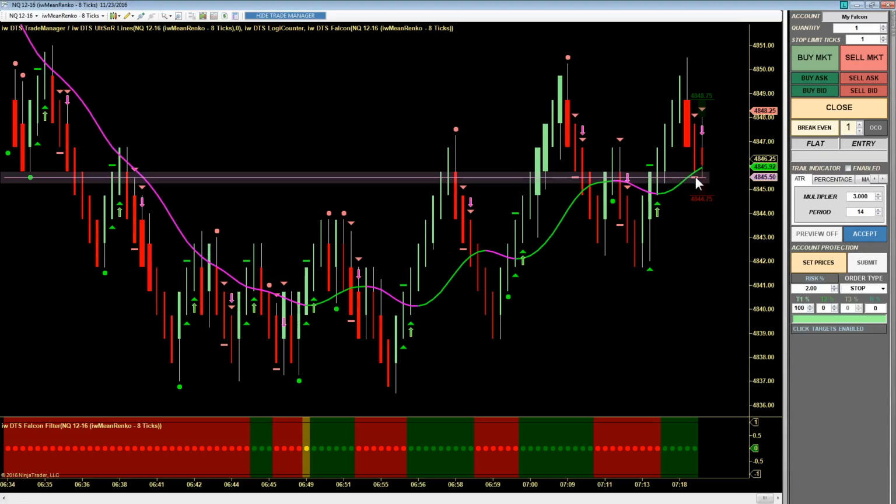Okay, so here we're still hovering around this 48-45 half line. We're not through it just yet. Yes, we've traded through it, but we haven't really printed a signal on the other side. So I can't say that it's broken and that the market should go higher from there.